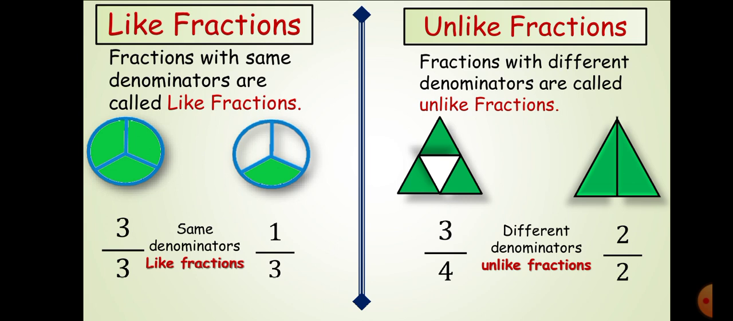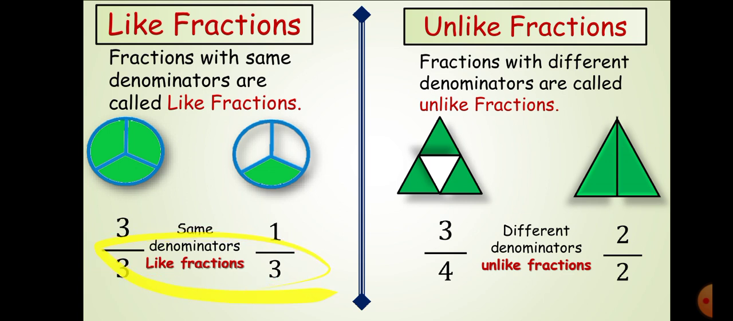Then we learned about like and unlike fractions. So what are like fractions? Like fractions are those fractions that have the same denominator. Whenever you look at fractions that have the same denominator, those are like fractions. Like I have a figure that has 3 equal parts and 3 of them are shaded. On the other hand, I have a figure that has 3 equal parts and 1 of them is shaded. The first figure shows us 3/3 and the second figure shows us 1/3.